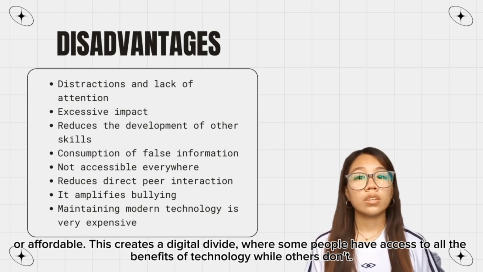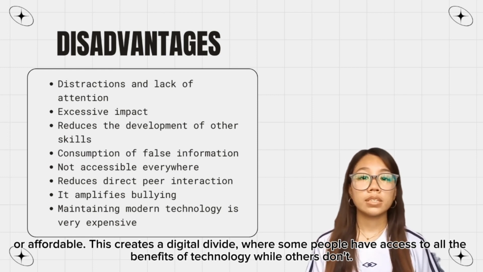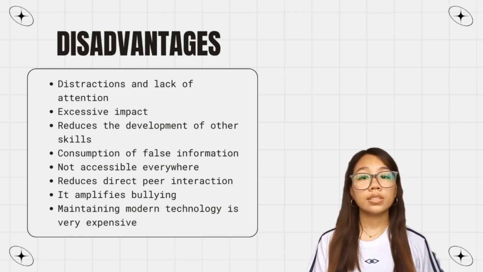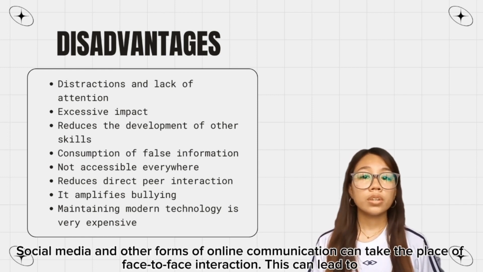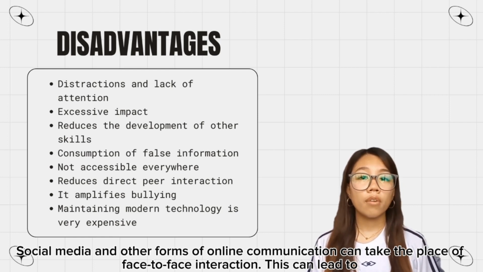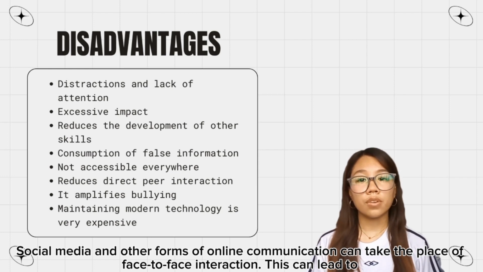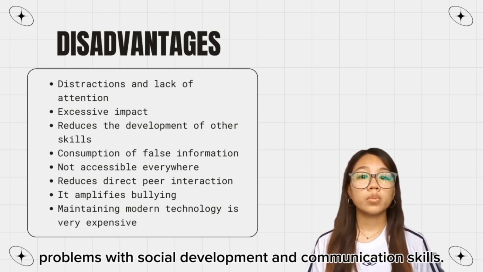This creates a digital divide where some people have access to all benefits of technology while others don't. Next is reduced direct peer interaction. Social media and other forms of online communication can take the place of face to face interaction. This can lead to problems with social development and communication skills.